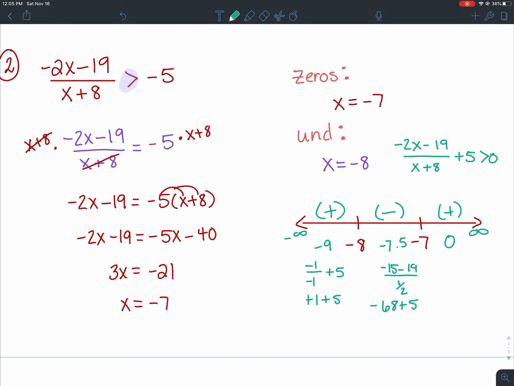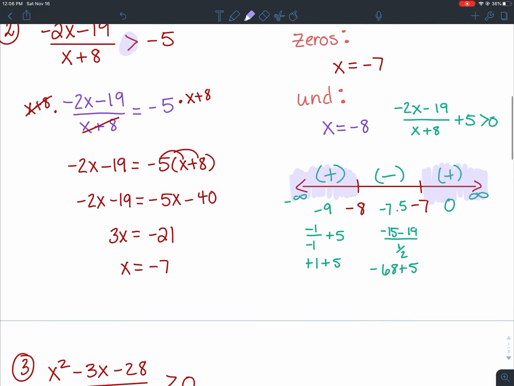All right, so my section that is greater than 0 when I move over that 5, positive, is from here to here, okay? All right, so it is from negative infinity to negative 8, union negative 7 to infinity.